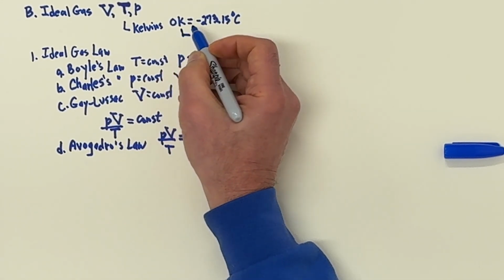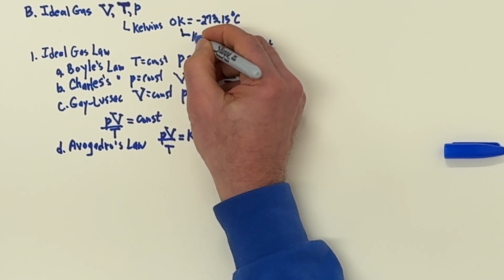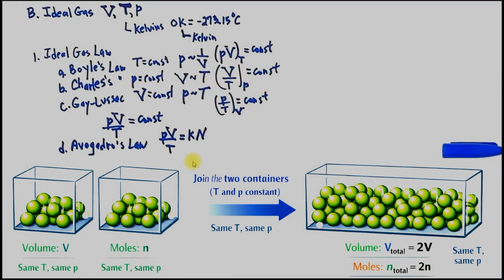That's the abbreviation for Kelvin up here. I like to think of Avogadro's law as taking two containers of gas with the same volume V and the same number of moles, or the same number of particles. We'll talk about moles shortly. Same temperature and same pressure.